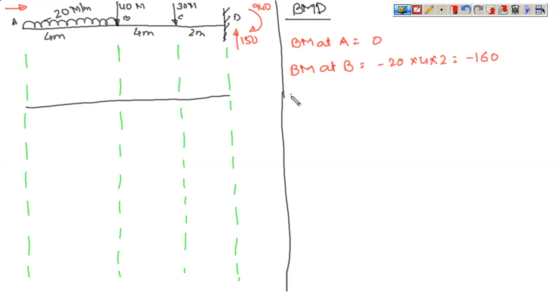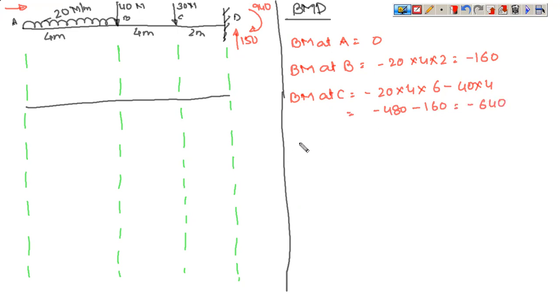So the next point is BM at C. The BM at C is minus 20 into 4 into 6. From here it is 4 meters and then another 2 meters, so this is 6, minus 40 into 4. So this is 80, 80 into 6 is minus 480, minus 160. So this is minus 640.